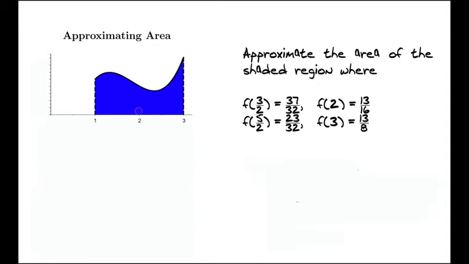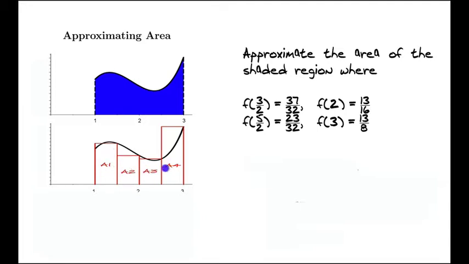We know the height at f of 3 halves, we know the height at f of 2, we know the height at f of 5 halves, and we know the height at f of 3. How can we just use this information to get some approximation of this blue shaded area? Well, the idea would be to draw rectangles, because we can find the area of rectangles. Rectangles are simple shapes, and we can find their area just by multiplying base times height. We could draw in 4 rectangles like I've shown here. In each case, we'll know the base, and we'll be able to figure out the height from what's given.